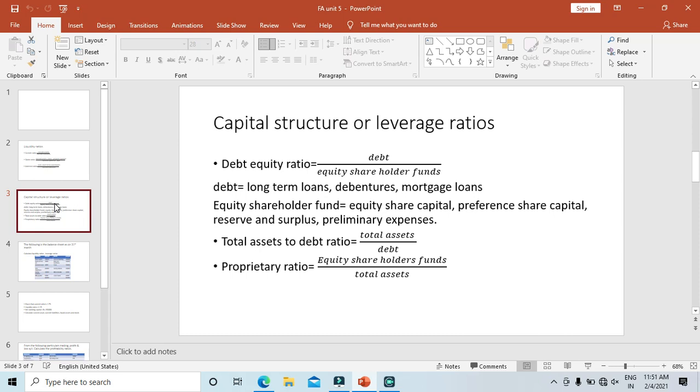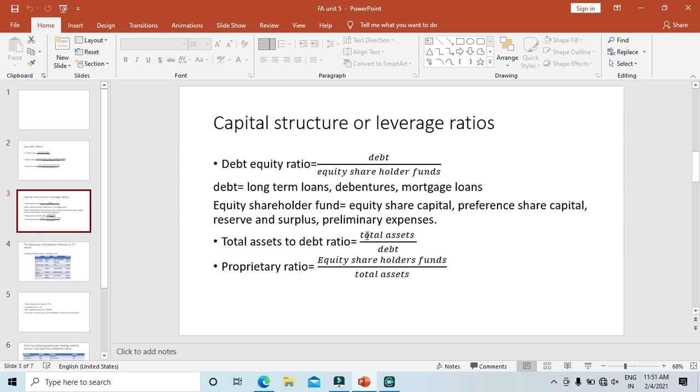Debt includes long-term loans, if any long-term loans have been given in the question, any debentures, and mortgage loans. Those all you need to take in the numerator. Equity shareholders' funds are the denominator items: equity share capital, preference share capital, reserves and surplus, preliminary expenses, if any have been given. Now this is the debt equity ratio. You have three under capital leverage ratios also.